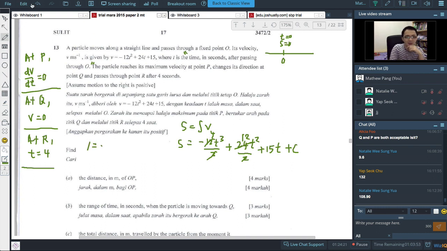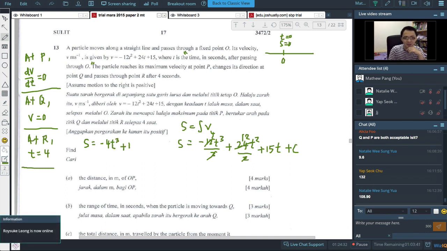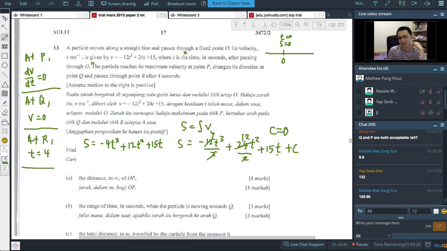So my S basically equals negative 4t cubed plus 12t squared plus 15t plus c. However, because when t equals 0, S equals 0, c actually is 0. You just substitute 0 into t, and you can find out c is 0. So I can just ignore c, because c is just 0.